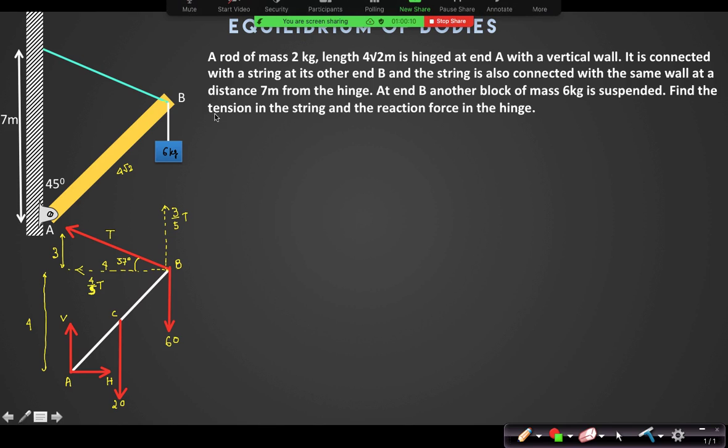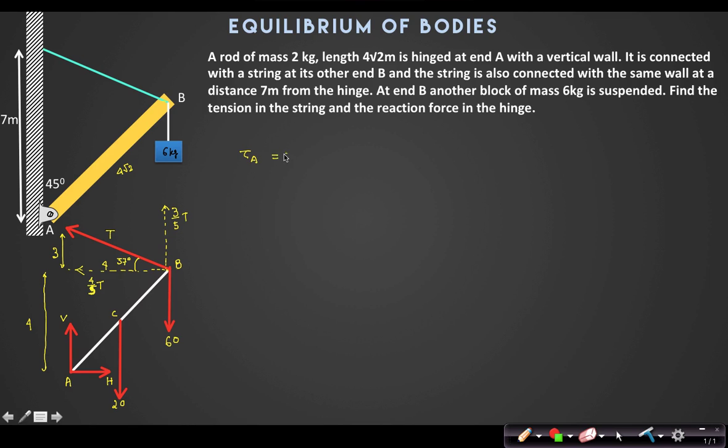So this is T cos 37 and T sin 37, and if I take torque about A now, make it 0. What is the torque of 20 Newton about A? That is L by 2 into 2 root 2 sin 45, so it is 20 into 2.